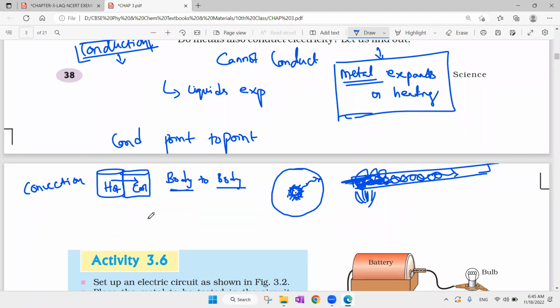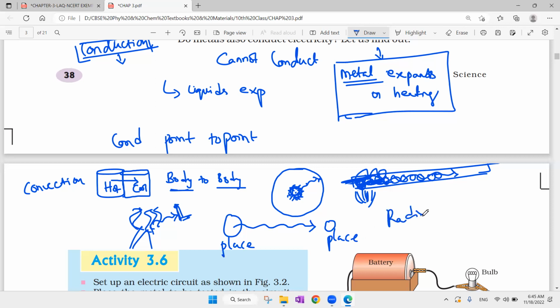Then, if you see a campfire and fire will be there, if you place your hand near this campfire, you can feel that heat energy, isn't it? Not only that, the sun will be here, the earth is here. From the sun, we are getting light as well as heat energy. If heat is transferred from one place to another place, that is known as radiation. So conduction means one point to another point. Convection means one body to another body. Radiation means one place to another place. Like that, heat will be transferred.